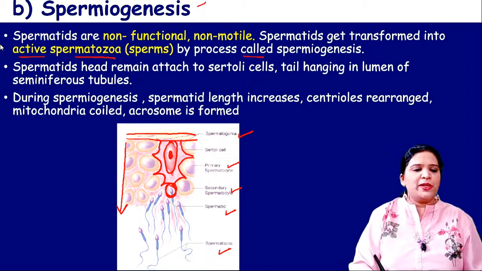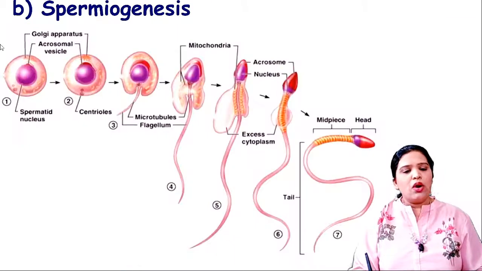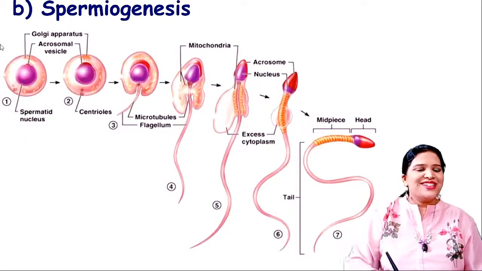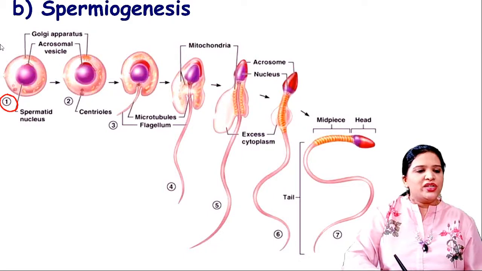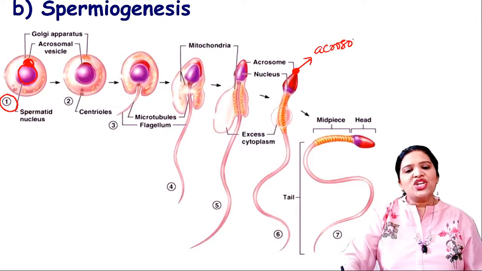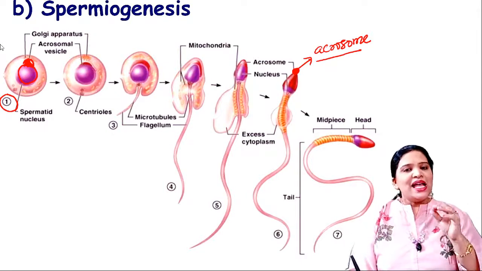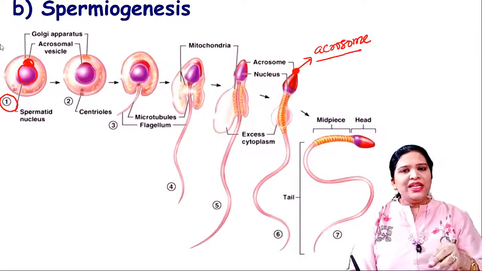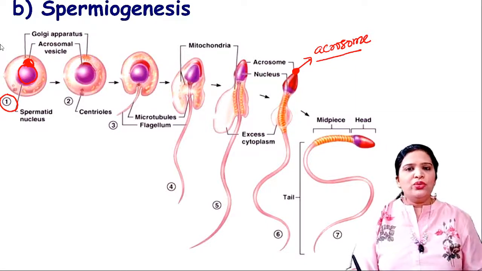So what happens during spermiogenesis? The spermatid length increases, centrioles rearrange, mitochondria get coiled, and acrosome is formed. Let us see this spermiogenesis clearly in this picture. See, the first picture is the spermatid. This is the nucleus of the spermatid where the acrosome starts developing. What is acrosome? In the head of the sperm, the acrosome is a structure which contains digestive enzymes. Okay, this acrosome only helps the sperm to penetrate and enter into the ovum during fertilization.